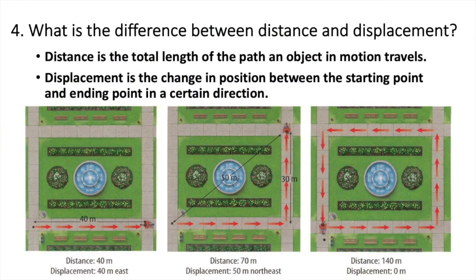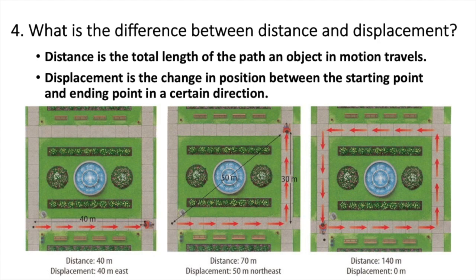The fourth question is, what is the difference between distance and displacement? Distance is the total length of the path an object in motion travels over. Take a look at this diagram down below of a park with a person walking through the park. You can see that they start over here and they walk, looks like sort of east, along the lower edge of the park. In the next frame, they continue up, we'll call this north, along the right edge of the park, so they've traveled a distance of 40 meters here and 30 meters here, which is a total of 70 meters.